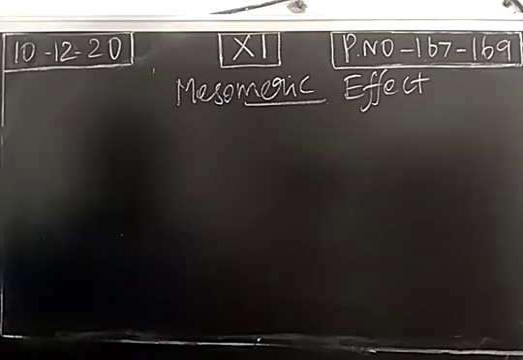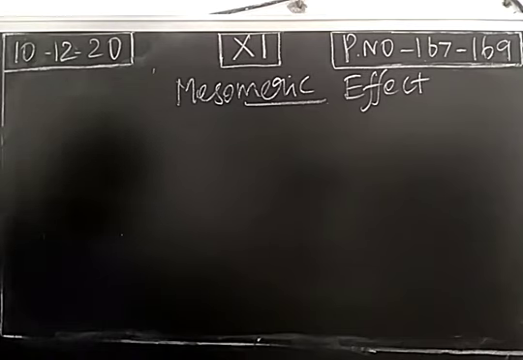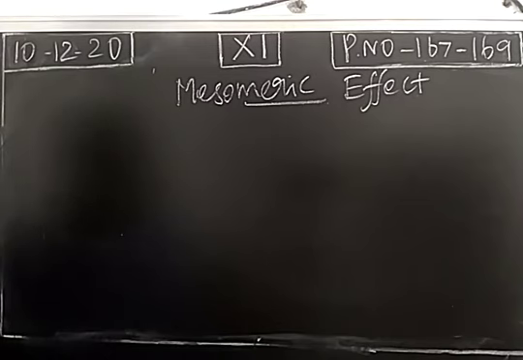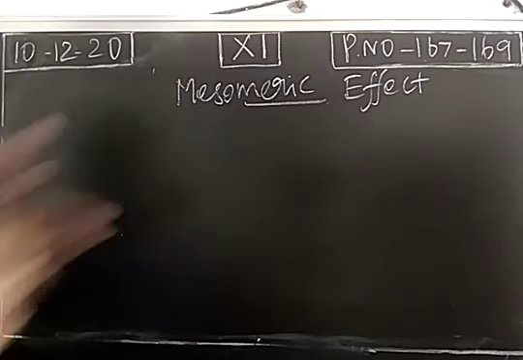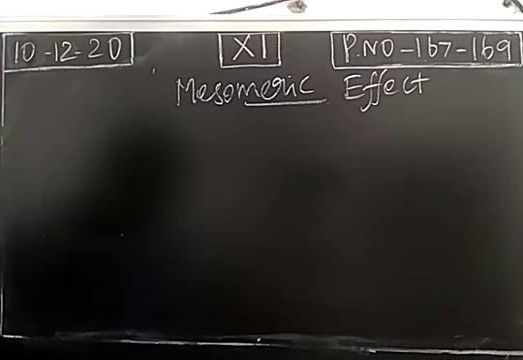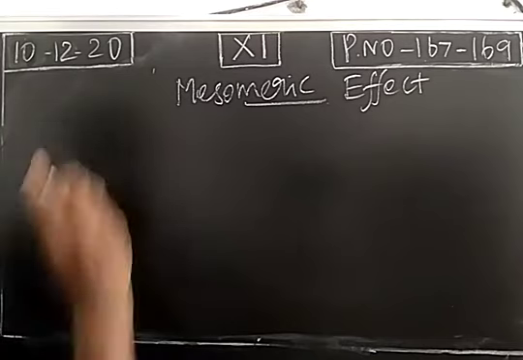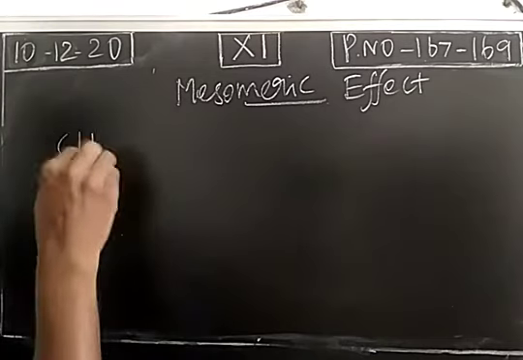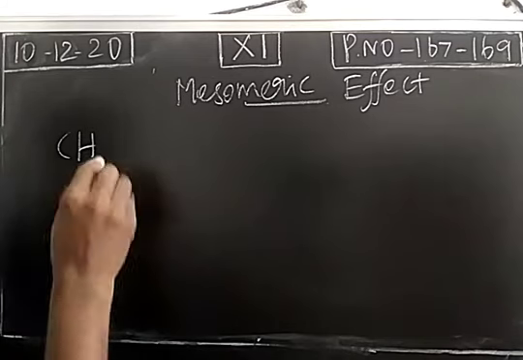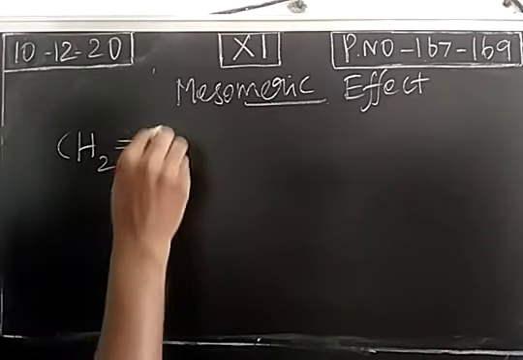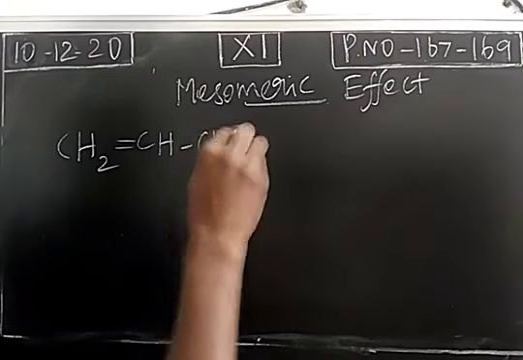The same thing is repeated here. A single compound will have more than one structure due to delocalization of electrons, mostly pi electrons. So the effect is called mesomerism, resonance effect, or mesomeric effect. The simplest example is a conjugated system. Consider this conjugated system.